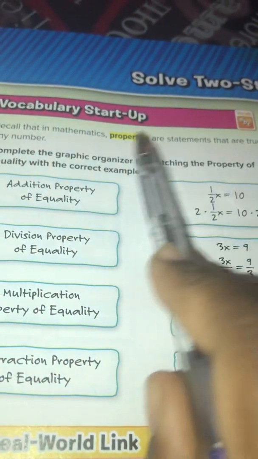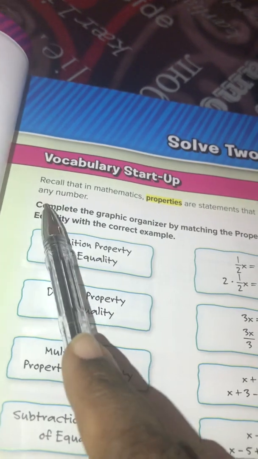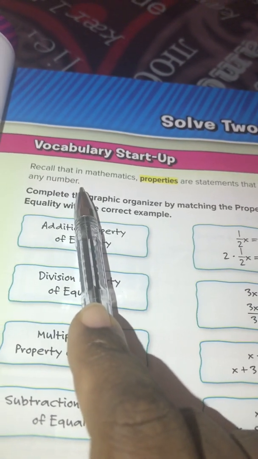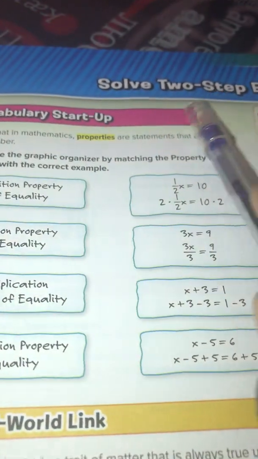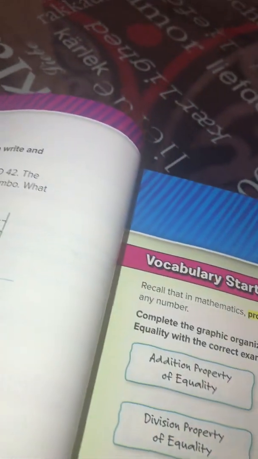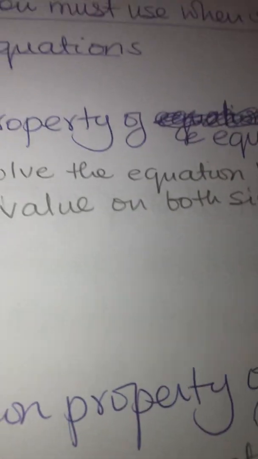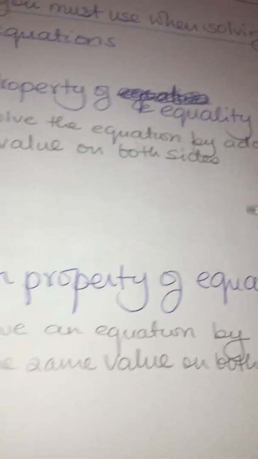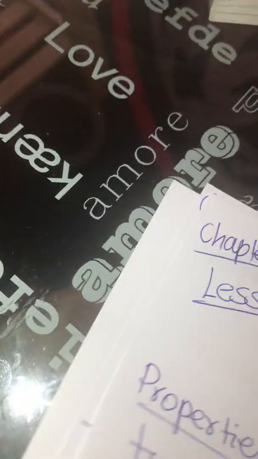So, what are properties? Please write this definition. Properties are statements that are true for any number. They must be true. The minute you say it is not true, then it is not a property. Okay? So, now let us look at how addition property of equality looks, subtraction property of equality, and then we will look at multiplication and division property of equality.